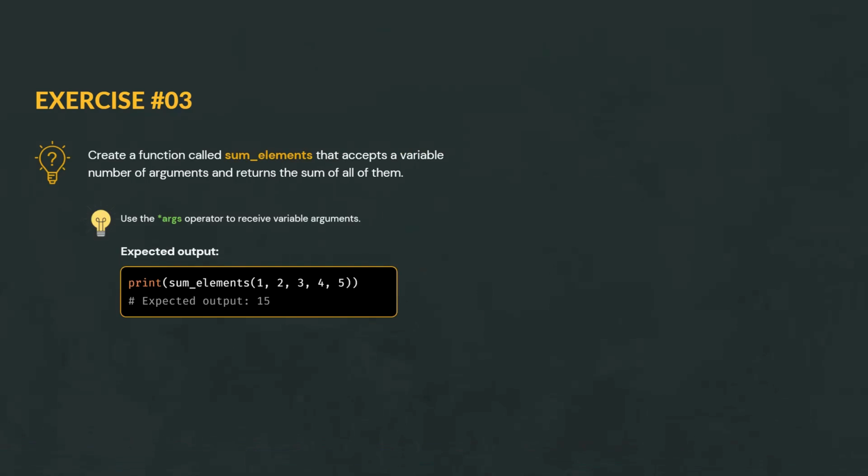Well, today we are going to learn something really cool, which is all about how to create a Python function that can take any number of inputs and return their sum as output. You just have to create a function called SumElements that accepts a variable number of arguments, that means as many as you want, and returns the sum of all of them. Sounds fun, right? Let's dive in.